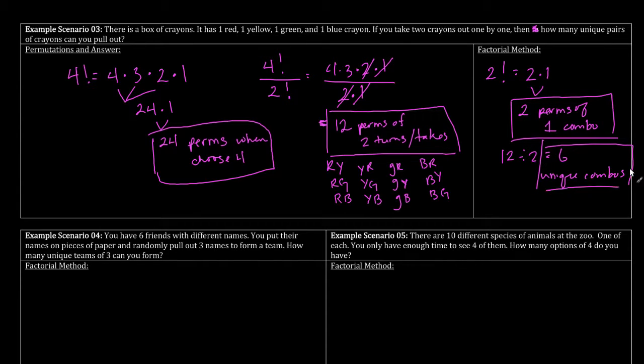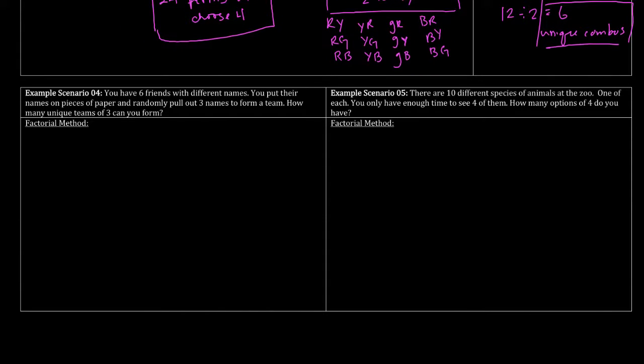All right, so let's see if we can shorten the work even more. Okay, so you have 6 friends with different names. You put their names on a piece of paper and you randomly pull 3 names to form a team. How many unique teams of 3 can you form? So we know that if we did all six, it'd be 6 factorial. Like we can choose six, then we can choose five out of them, and then we have four left to choose from, and then three, and then two left to choose from, and then one left to choose from.